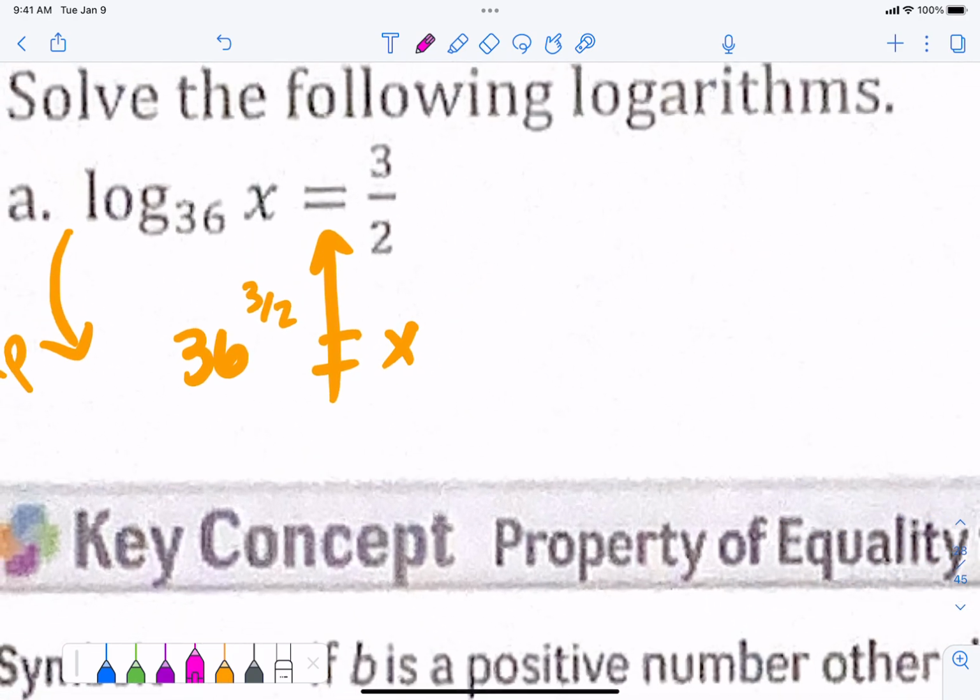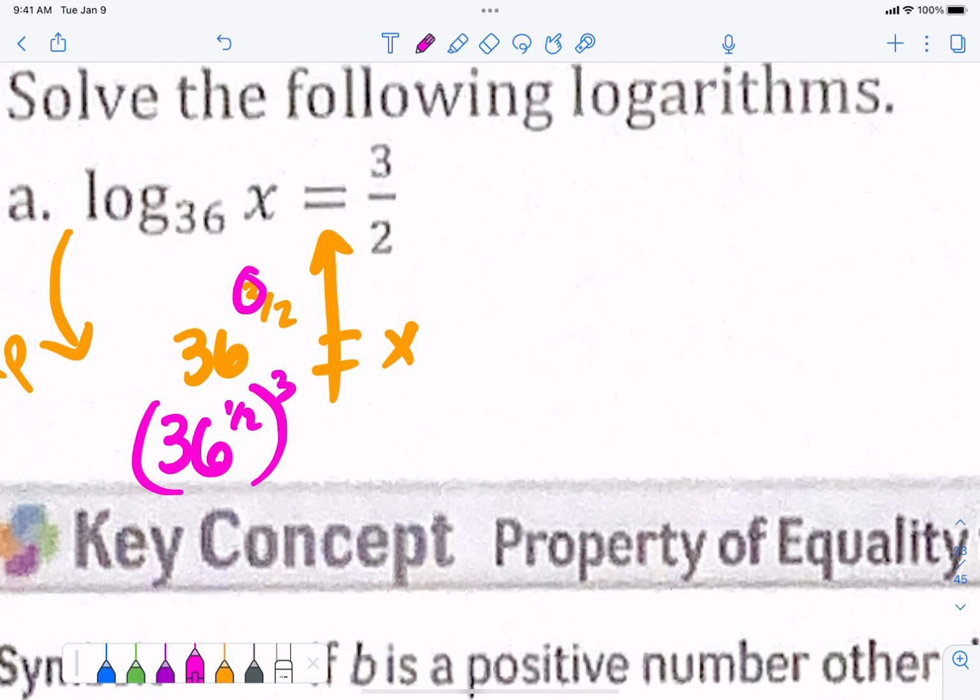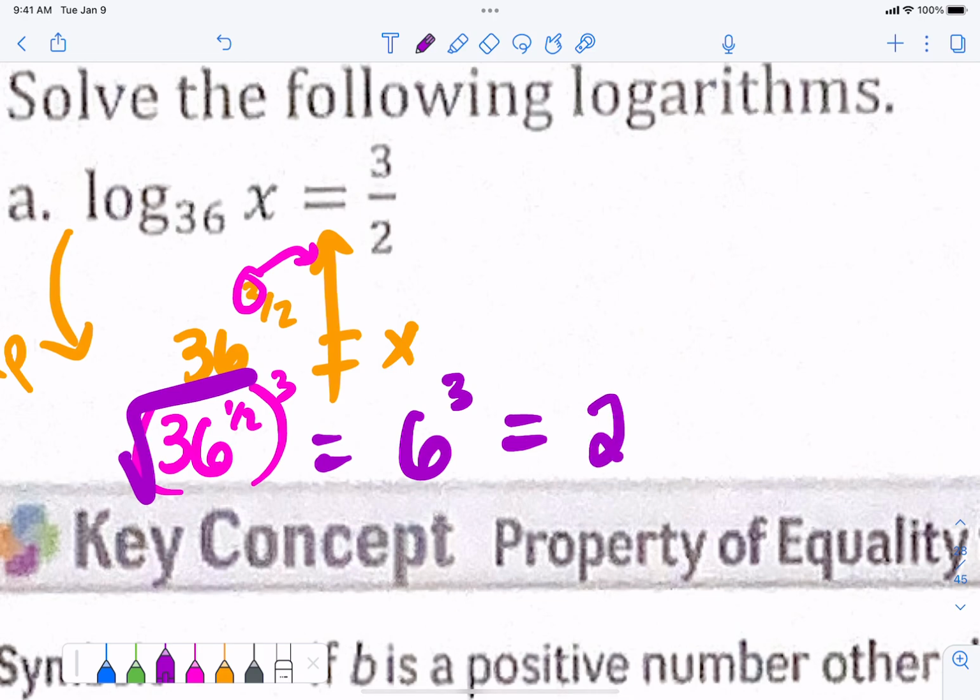36 to the 3 over 2 power is the same thing as 36 to the 1/2 and then that to the third, right? I took the 3 off the top. So I made it to the 1/2 and then to the third. Does that make sense? Do you know what the 1/2 power means? No, not divide by 2. The square root, right? The 1/2 power is the same thing as the square root. So what's the square root of 36? 6. So this is 6 to the third power, which is 216.